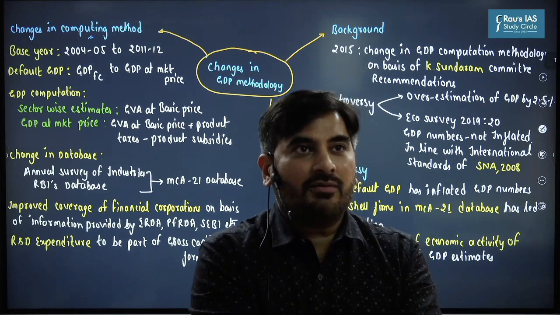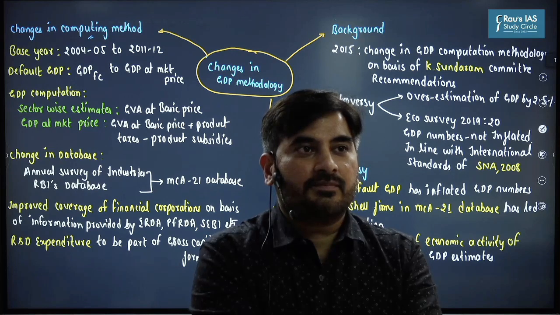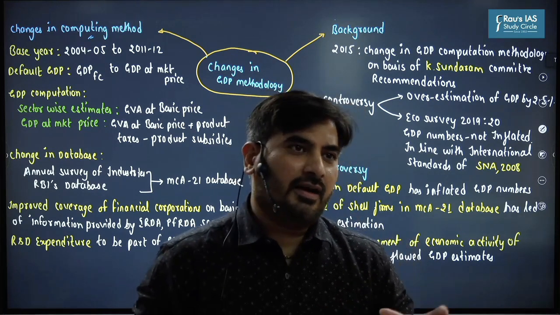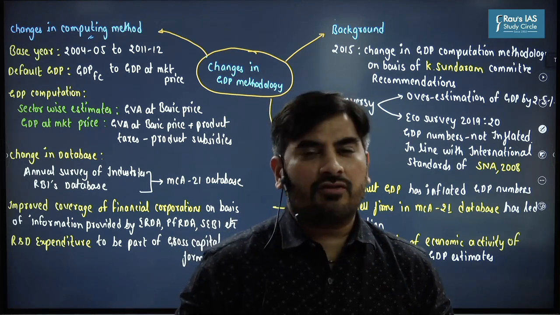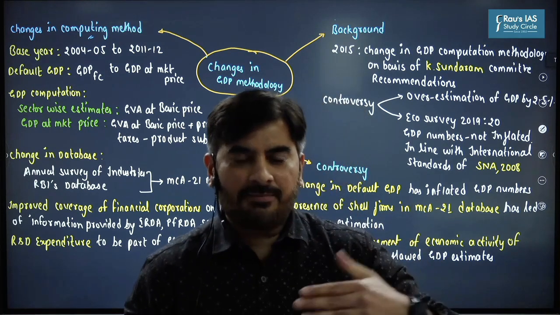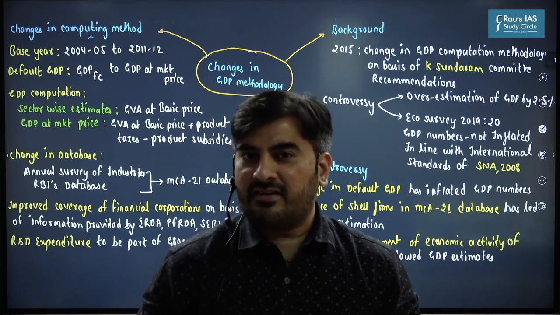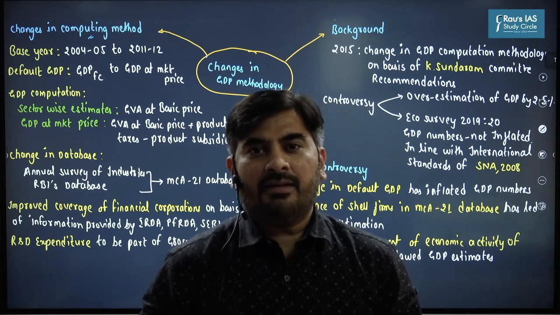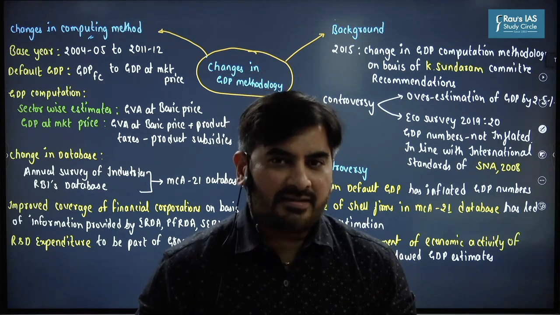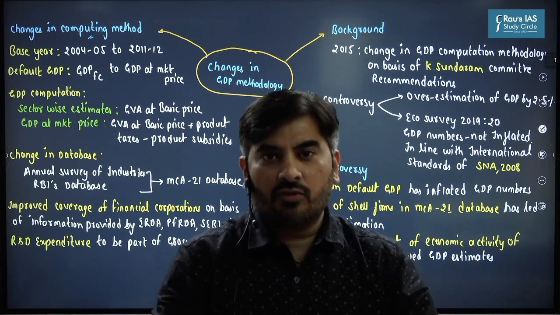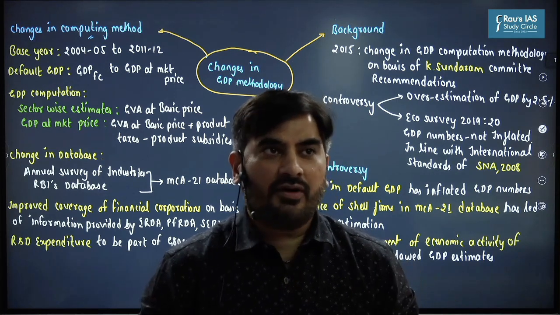Are we clear now with respect to the changes? MCA 21 database is basically a database which is maintained by the Ministry of Corporate Affairs. In this particular database, you have the list of all the companies which are registered in India. Apart from that, this database also provides us with the details of the economic activity or the production of goods and services in these companies.